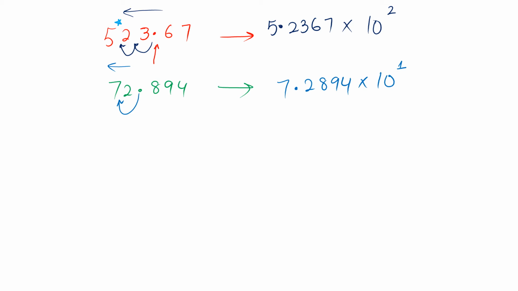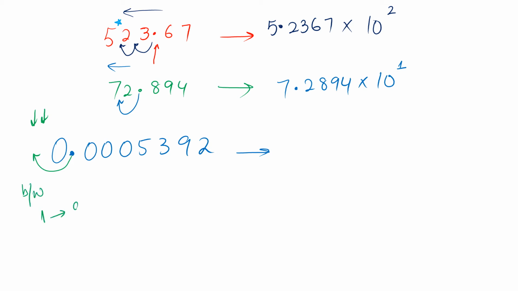Now see the question: 0.000539. Now you have seen that here there is already a decimal. Now tell me, can you move to the left? If you move to the left, there is nothing, and I need a number between 1 and 10. Which means now I have to move to the right side, where I can find a digit.